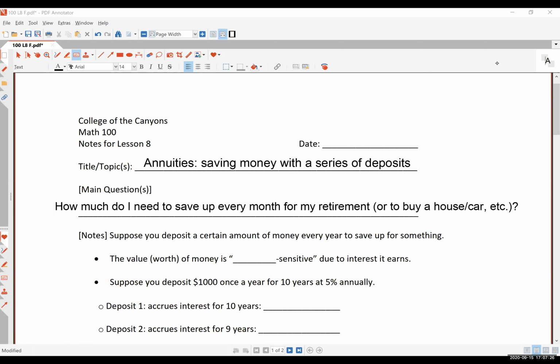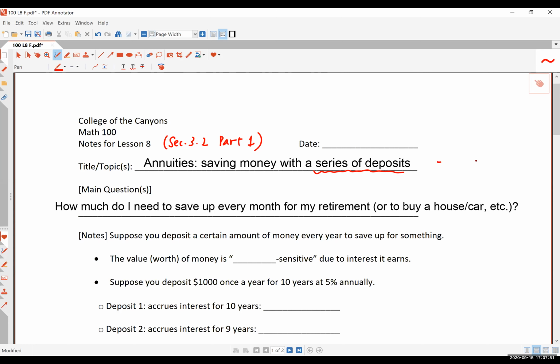Lesson number 8 on annuities, saving money with a series of deposits. Okay, so this is what's going on. This is section 3.2. The first half is about saving money. The second half of that section in the book is about borrowing money. All right, and so the important term here is this series of deposits.